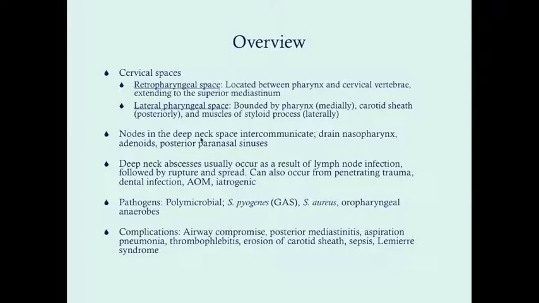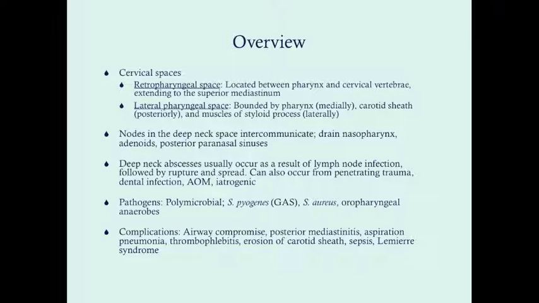Okay, so the nodes in the deep neck space intercommunicate, of course, like they're lymph nodes, right? And they drain the nasopharynx, the adenoids, and the posterior paranasal sinuses. There are a set of nodes that exist directly behind the pharynx, and these are called retropharyngeal nodes, based on where they're at. And they involute at about 5 years of age. And so this is going to have some importance when we talk about retropharyngeal abscesses.